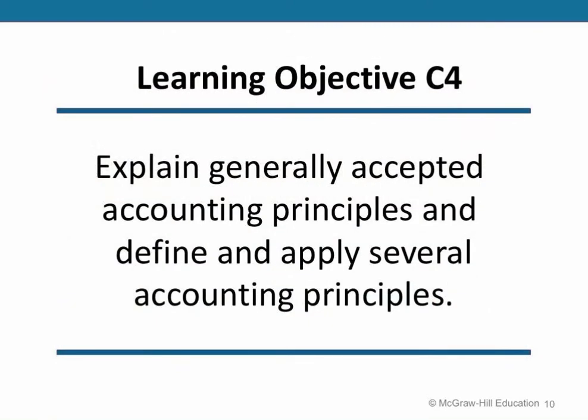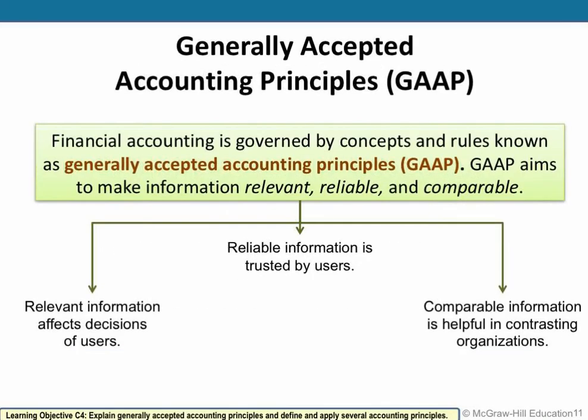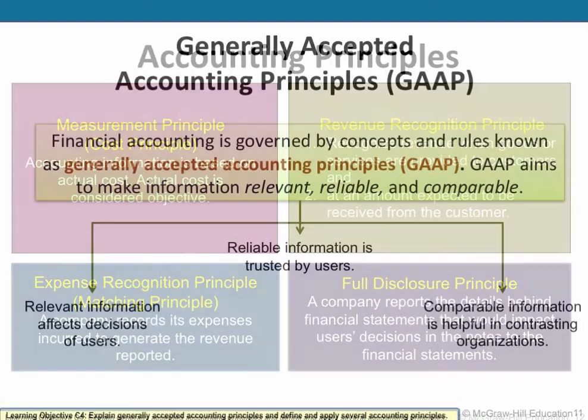So the next thing we want to take a look at for our learning objectives is the generally accepted accounting principles. Now, there is also something called IFRS, which is used outside of the United States, but this course is primarily going to focus on GAAP, those generally accepted accounting principles. And the focus here is going to be to have accounting information that is relevant, reliable, and comparable. And we're going to have 4 principles we're going to look at in that.